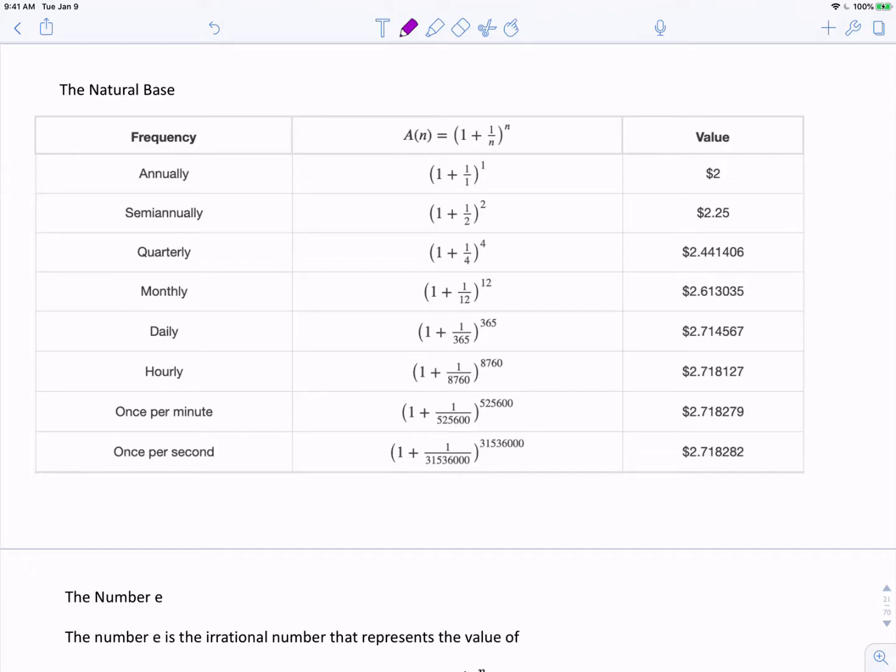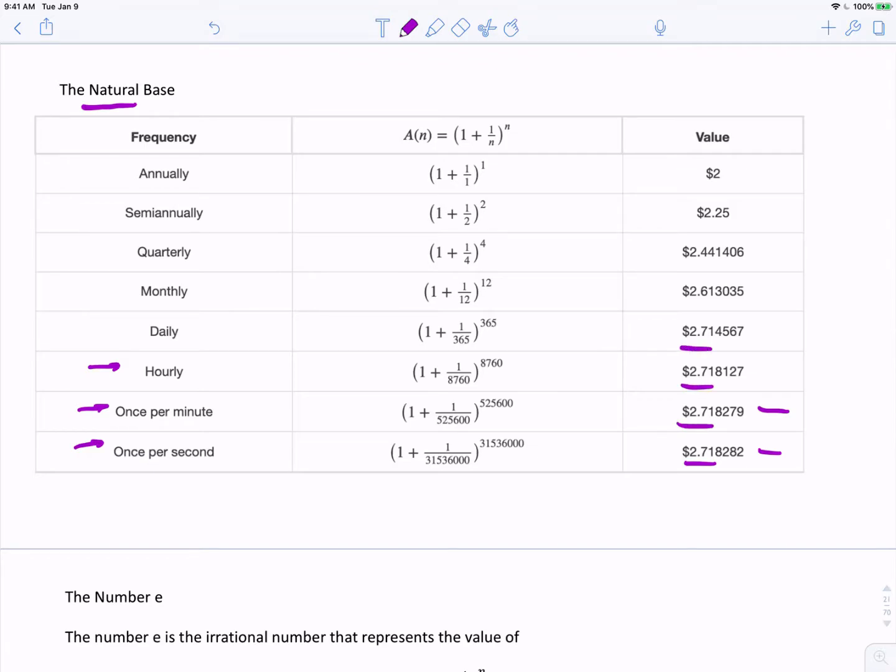Our last piece for this section is a discussion of something called the natural base. If you were to look at the compound interest formula and begin to compound the interest more and more frequently, from once a year, twice a year, 4 times a year, if you could keep on compounding as fast as possible, almost hourly, once per minute, once per second, and looked at the value of an account, notice that it begins to approach the same number.